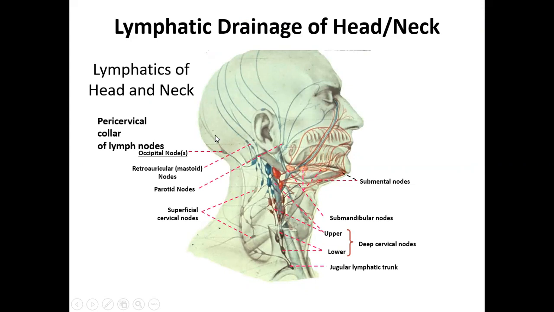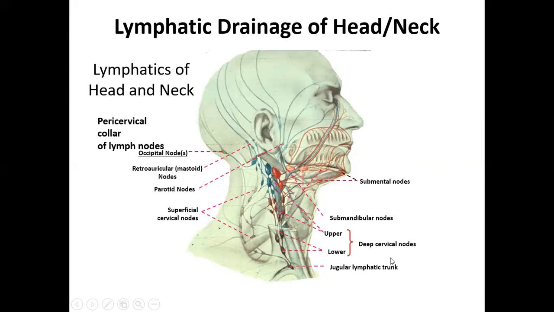Our occipital nodes, referring to this part of the skull, this particular bone is your occipital bone. Your retroauricular, meaning behind the ear, because auricular means ear. Also known as the mastoid nodes, because there's a bone back there, that's the mastoid process. Parotid, because they're over the parotid gland.